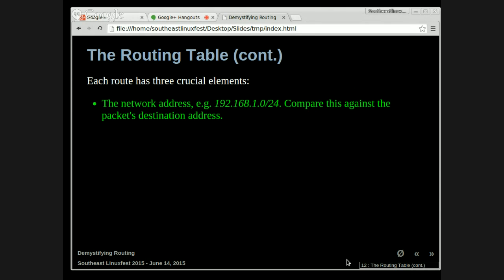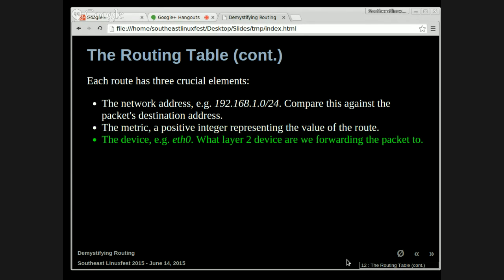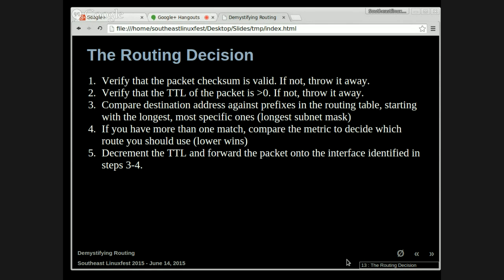Here we go. Yes, the network address. We compare this against the packet destination's address. The metric is a positive integer representing the value of the route. And the device is the layer 2 device we need to be sending the packet out to. So this one slide, this is routing. Everything we've talked about is leading up to this one slide. This is all it is.